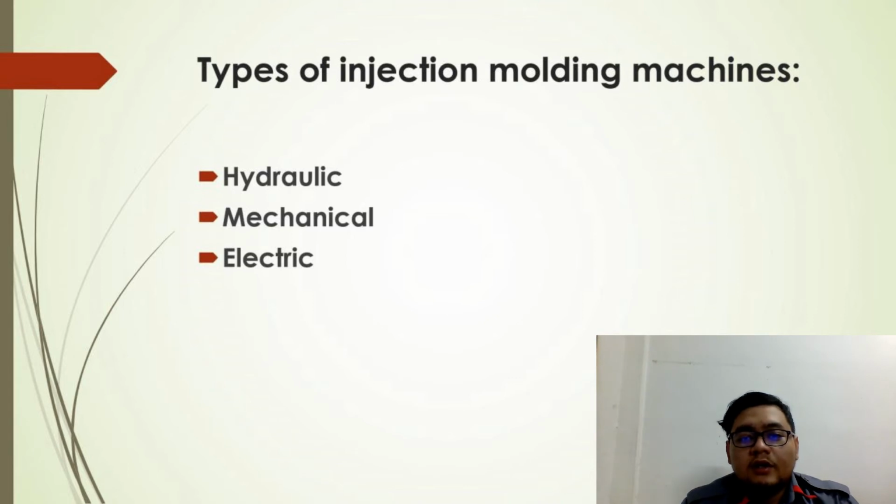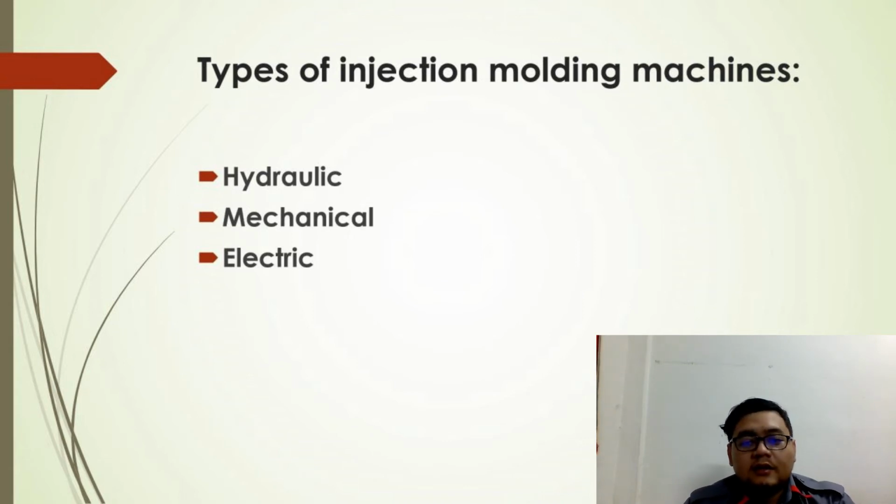Okay, for hydraulic, the hydraulic press has historically been the only option available to molders until Nissei Plastic Industrial Company introduced the first all-electric injection molding machine in 1983. Hydraulic machines, though not nearly as precise, are the predominant type in most of the world, with the exception of Japan.